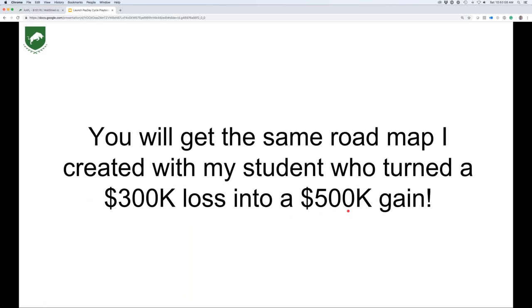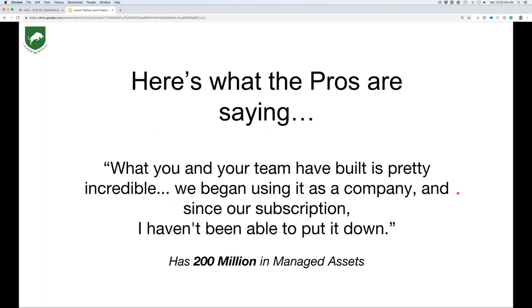This is the same roadmap that I created with one of my students who turned the big fat loss into a massive gain. Okay, now a quick little thing here. When we started our community, we were mostly for people who stayed at home, retired traders. And as we started building these tools, we started to gain the traction of a lot of people who had bigger accounts and bigger firms.